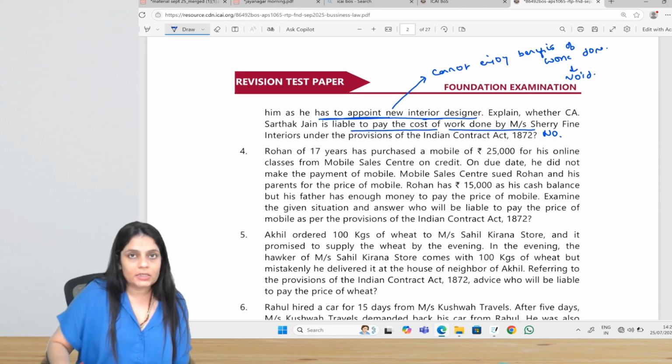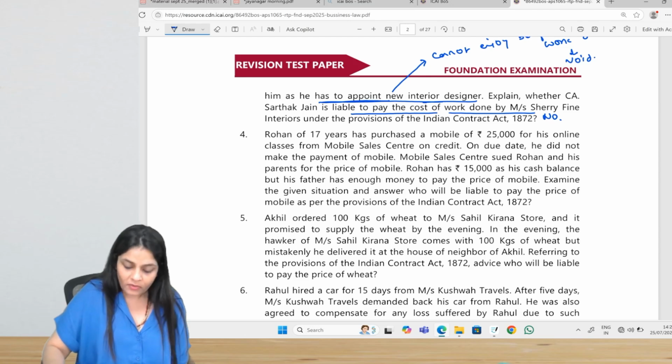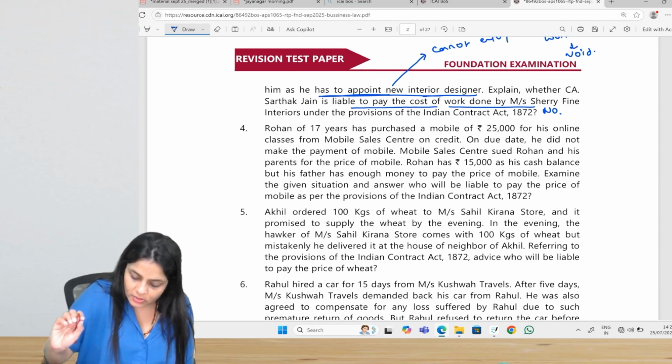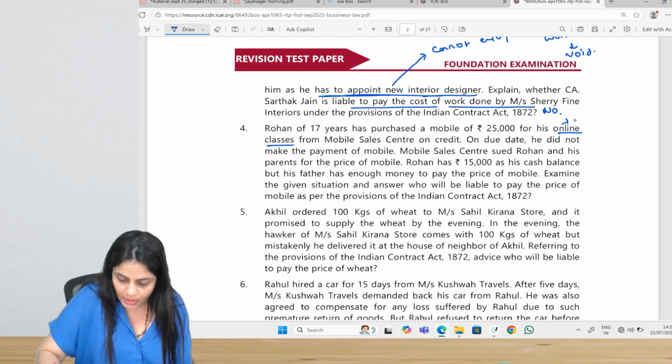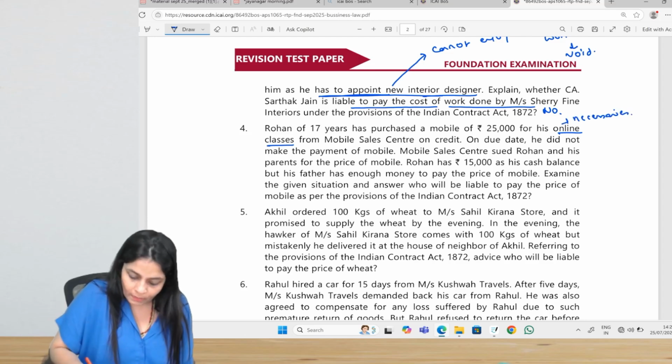Rohan of 17 years has purchased a mobile of 25,000 for his online classes from Mobile Sales Center on credit. On due date, he did not make the payment. So it is for his online classes, education. And education is considered as what? Necessaries, correct? On due date, he did not make the payment of the mobile. Mobile Sales Center sued Rohan and his parents for the price of the mobile.